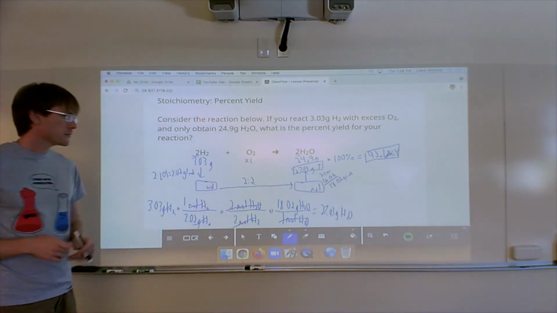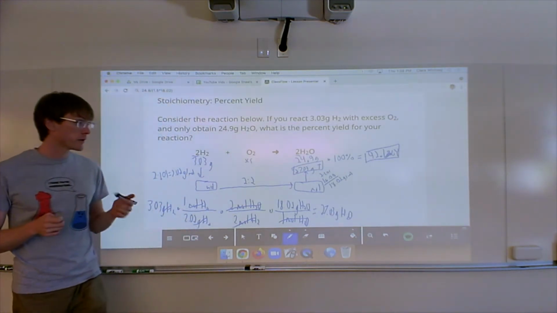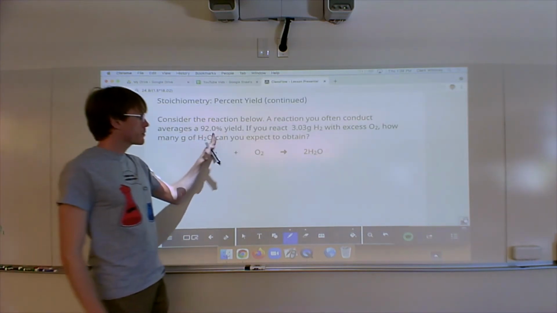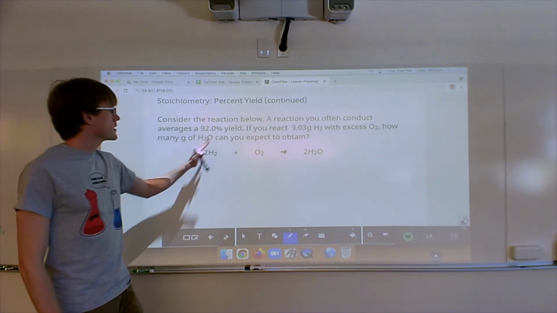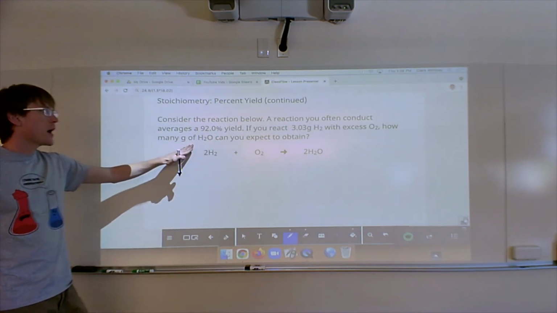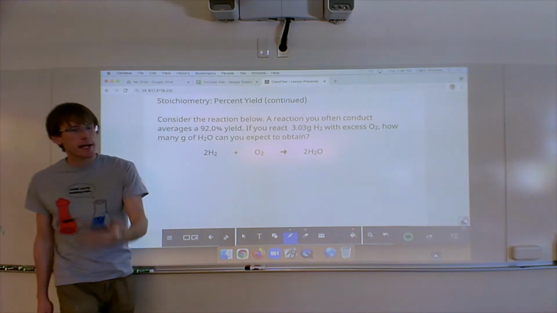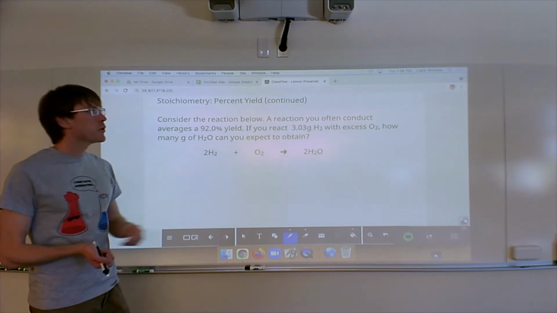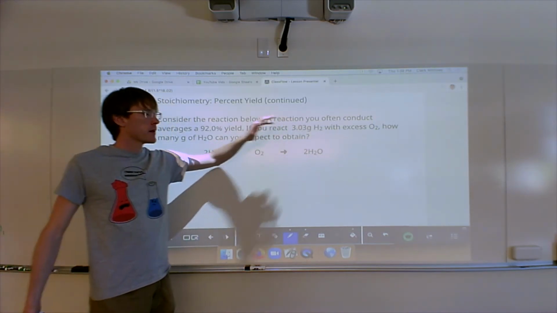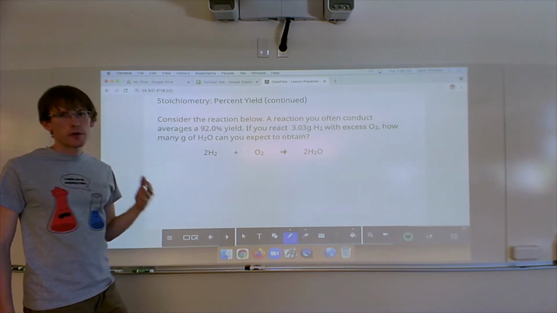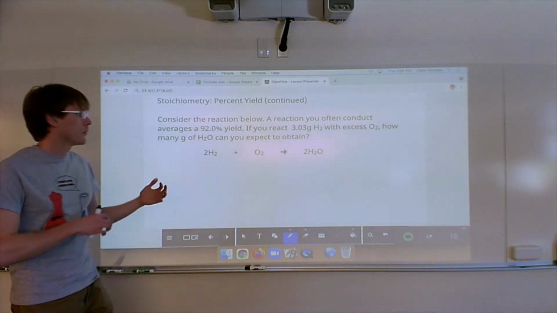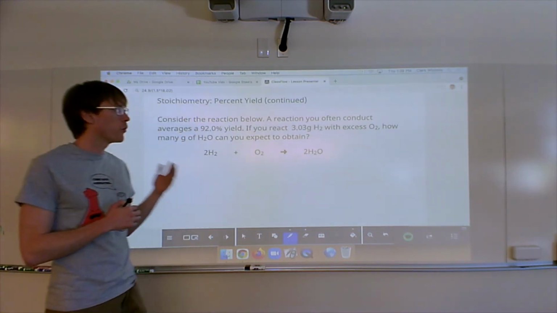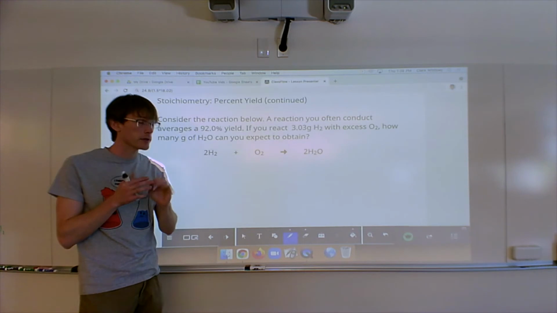Now, that is one type of percent yield problem that one could face, but there are other possibilities. For example, here we're given the percent yield, and we're asked how much water you can actually expect to get. Say you've done this reaction 1,000 times, and you know that you've got a certain amount of hydrogen, but you know you're not going to get as much water as you theoretically could. Well, you know that you're only getting 92% just because that usually happens. So what should you actually expect your actual yield to be?